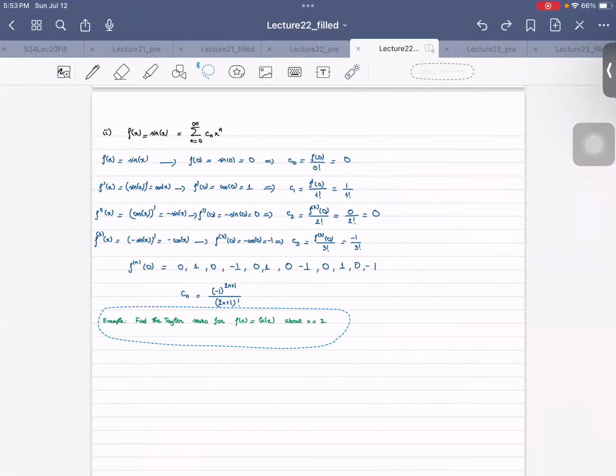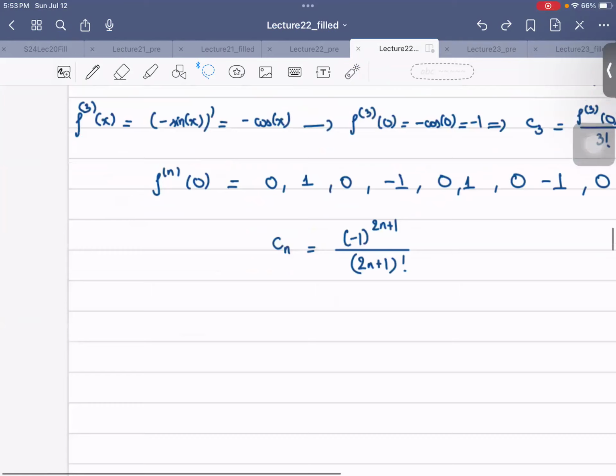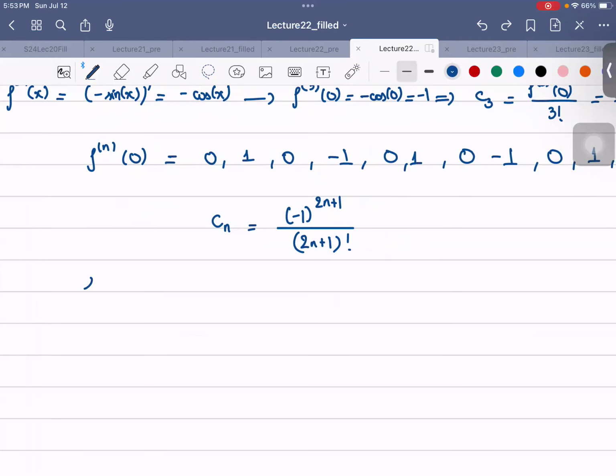So in general, I have the function psi of x given by the series starting from 0 to infinity of negative 1 to the power of n, x to the 2n plus 1 divided by 2n plus 1 factorial, times x to the power of 2n plus 1.